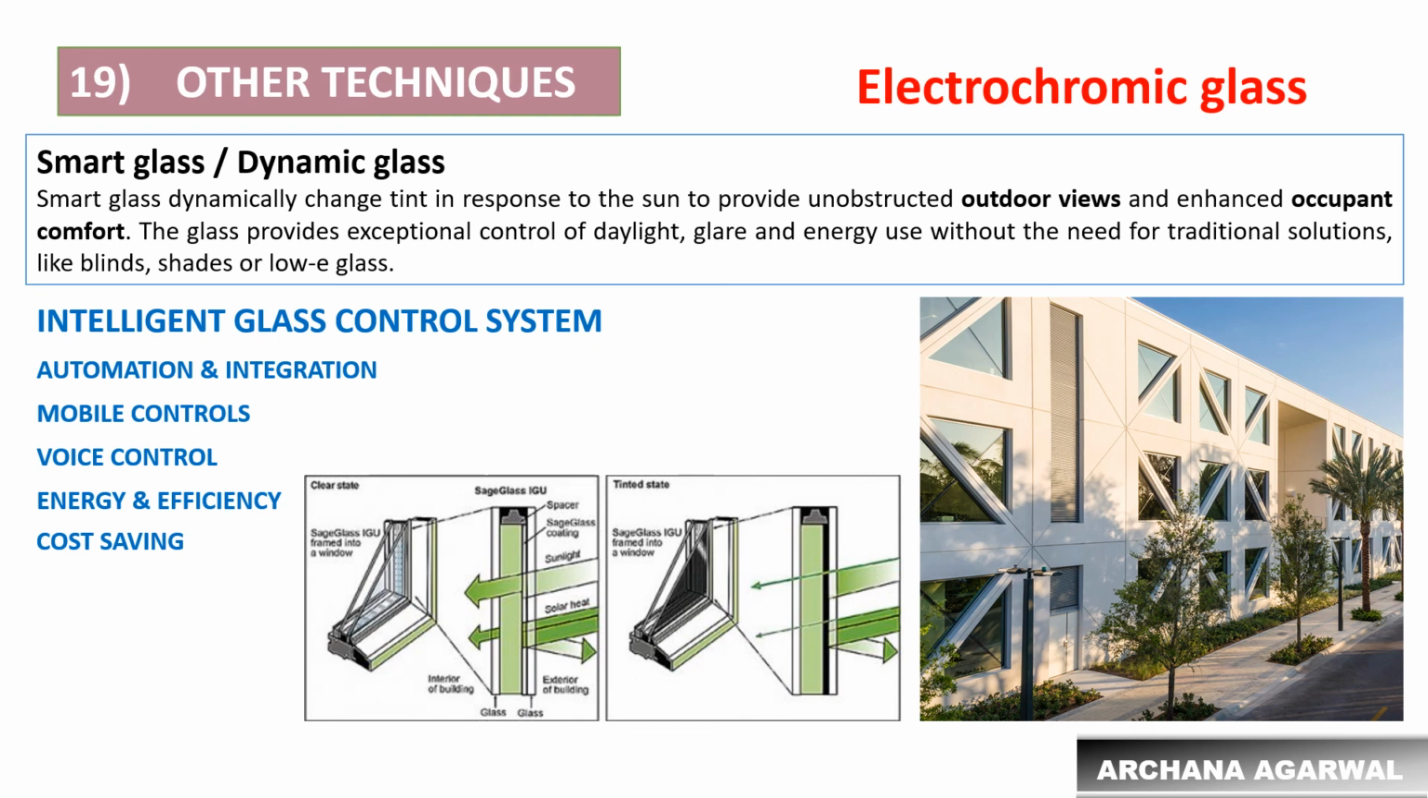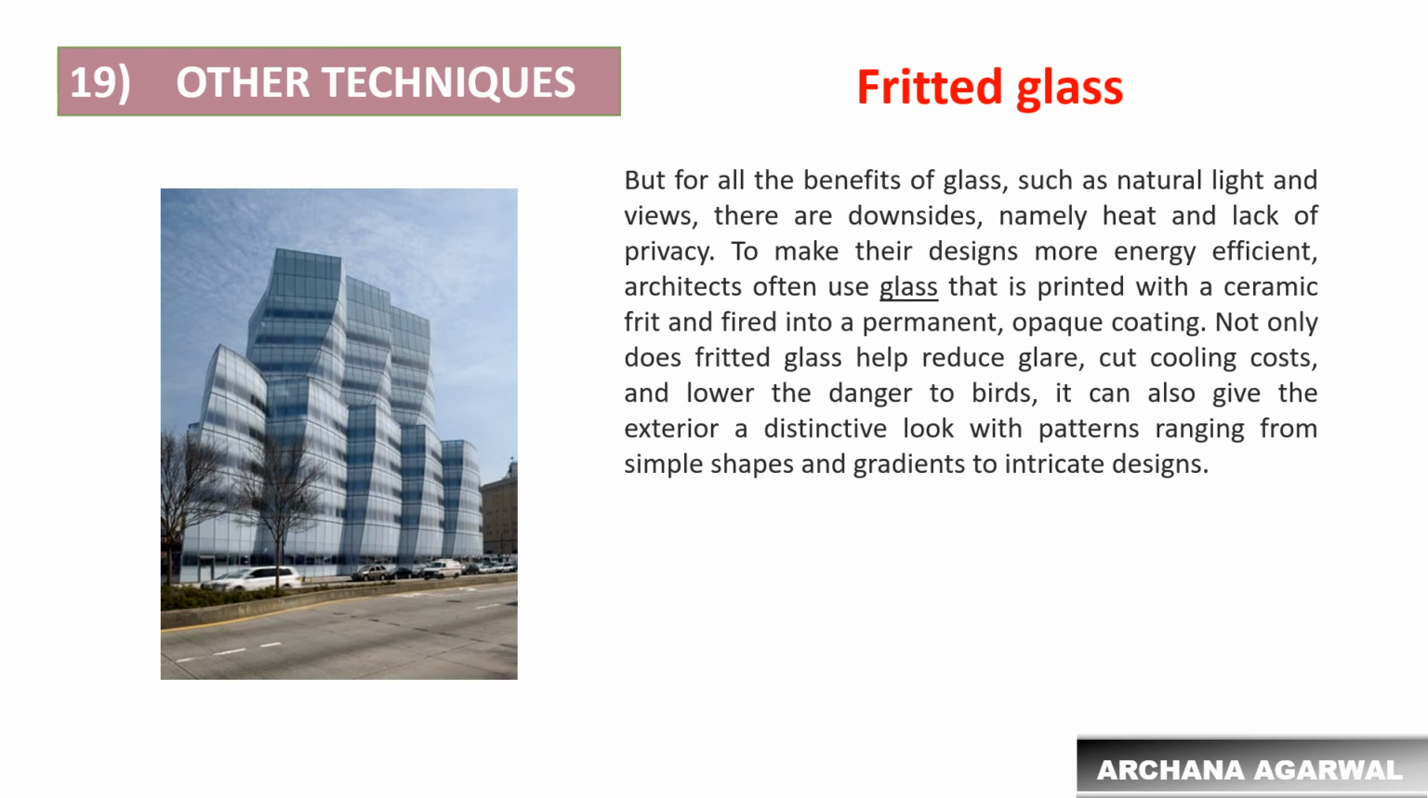The cost saving can add up over a building's life cycle, reducing overall energy loads by an average of 20% and peak energy demand by up to 26%. Fretted glass is a material that helps in reducing glare, in cutting down the cooling costs, and in lowering the danger to birds. It also has aesthetic value.